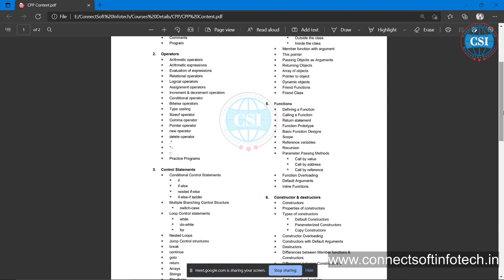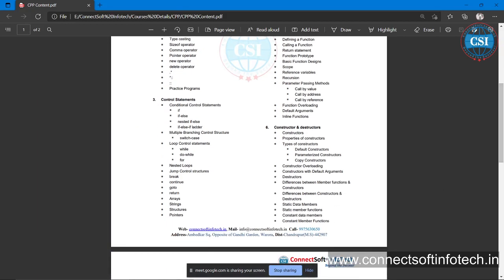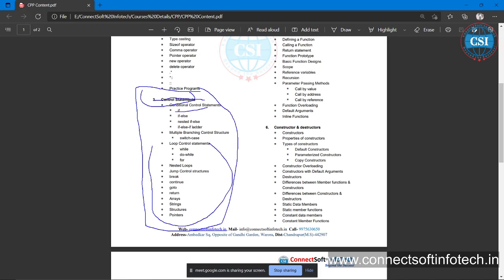What are the additional operators available compared to C? Pointer operator, new operator, delete operator, like this. Control structures are the same thing available in C. These things are similar in other programming languages. C++, Java, whichever programming language you learn, you will get this. These control structures are the same: if else, conditional statements, switch case, nested loops, goto, break keywords, string, array, pointers.